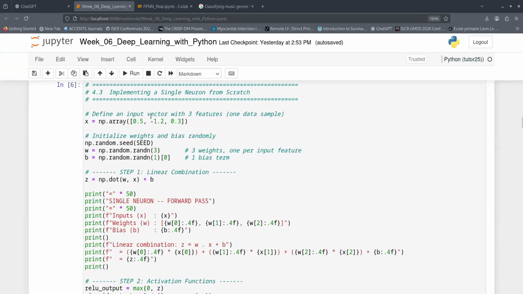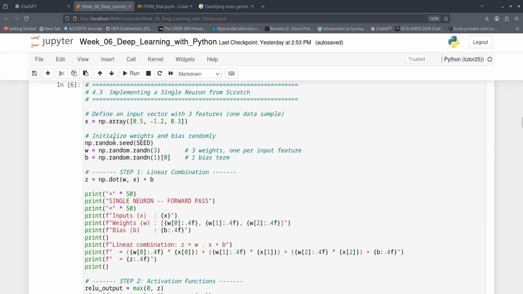You have to define an input vector with 3 features, so we have 3 features here, for one data sample. We define this input vector with np.array, because this is NumPy. We define it as 0.5, so we are giving the value of x for each feature.